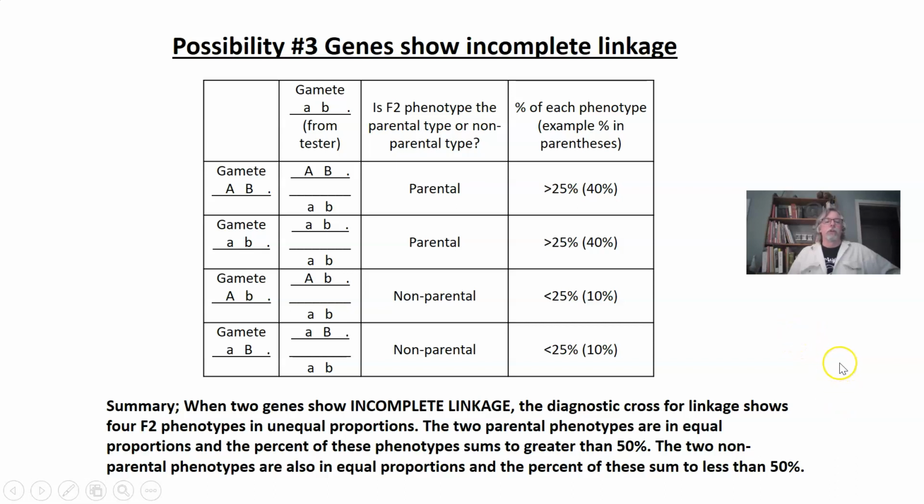Okay? So in summary, when two genes show incomplete linkage, the dihybrid test cross shows 4 F2 phenotypes in unequal proportions. The parental phenotypes are equal to each other and present in more than 25% each, more than 50% together. The two non-parental or recombinant phenotypes are also equal to each other, but together sum to less than 50%.